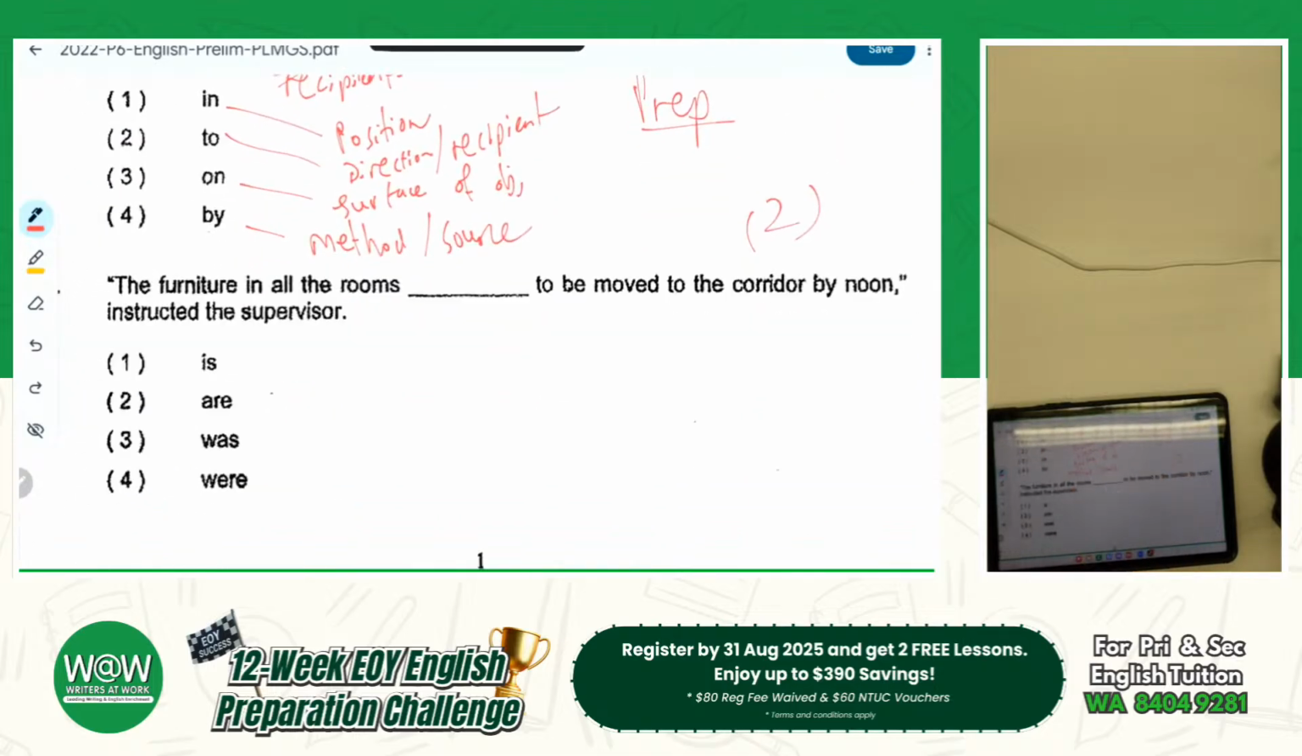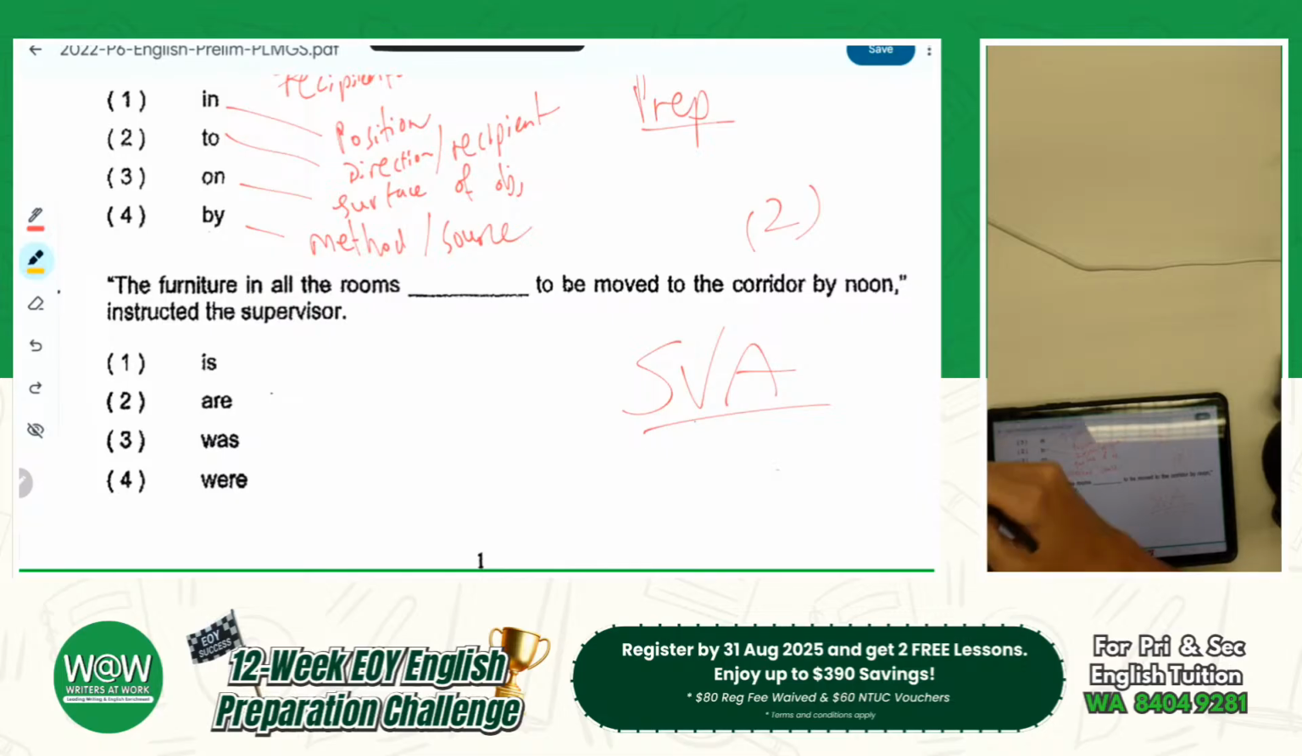Okay, let's take a look at number 5 now. The furniture in all the rooms dash to be moved to the corridor by noon, instructed the supervisor. Okay, this question is testing you on subject-verb agreement. It's a very commonly seen question. Almost every paper will have one of these questions. And you need to make sure you get it correct because this is very, very easy. Okay, I can see that Adrian has made a mistake?